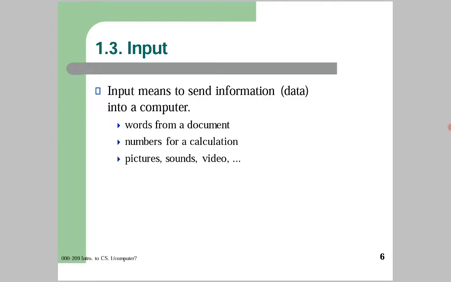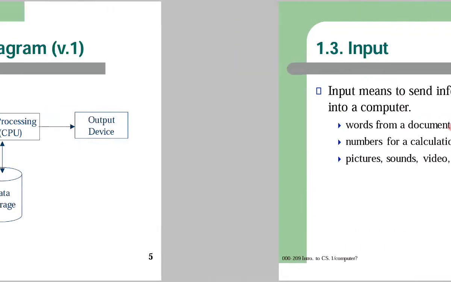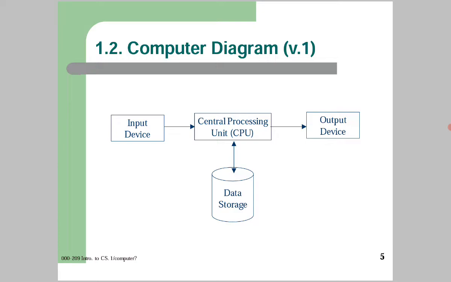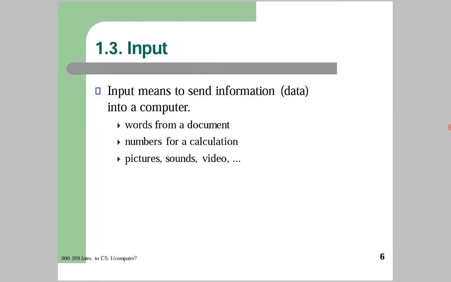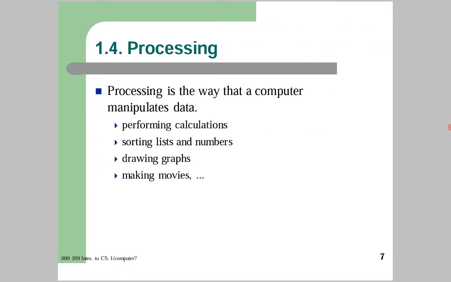So what is input? Input is generally supplied by input devices. Input means it is in the form of some instructions, commands, and some numbers, characters, like that. Inputs are generally fed by using some input devices. So input means sending information or data into a computer, like words from a document, numbers for a calculation, pictures, sound, videos, like that.